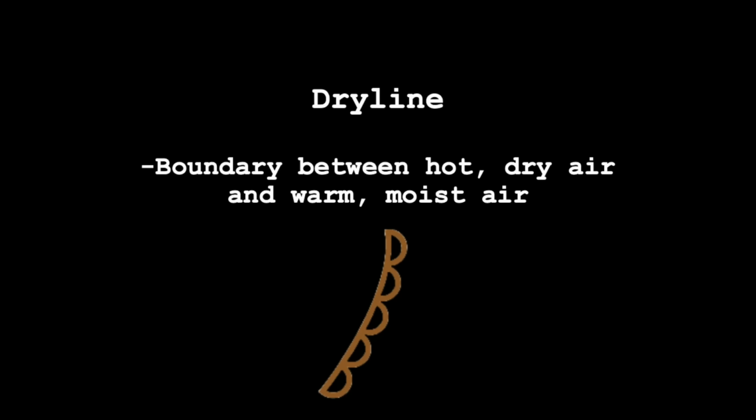A dry line is the boundary between hot, dry air to the west and warm, moist air to the east, and it's a critical feature of many severe weather setups in the plains especially. Dry lines are denoted by brown lines with brown semicircles that are not filled in.